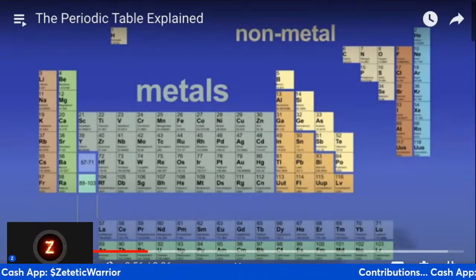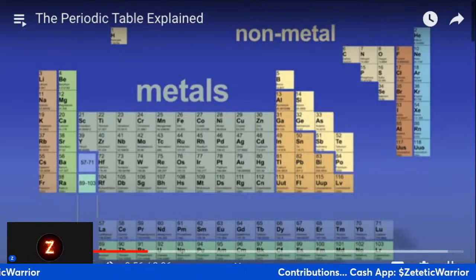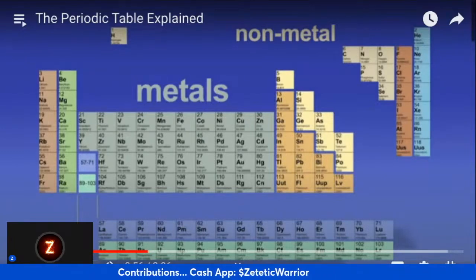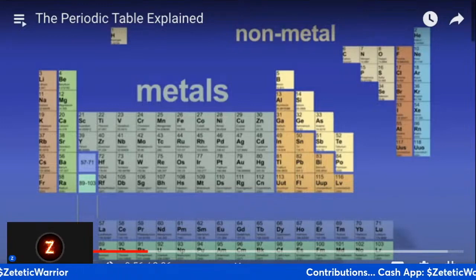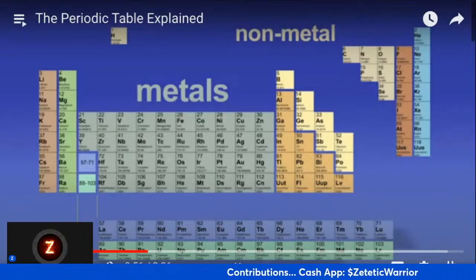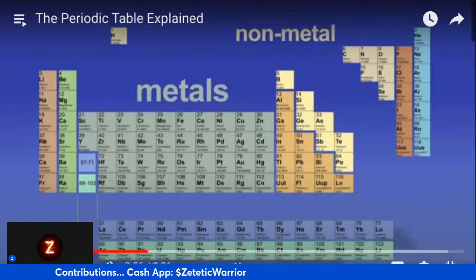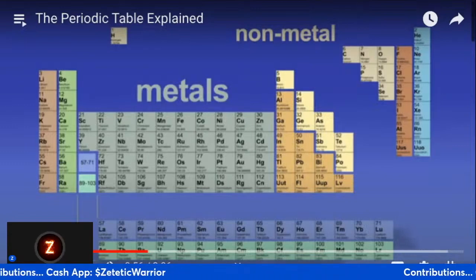When you might say, well, what makes a metal a metal? 3 things. A metal is typically shiny. A metal is typically malleable, which means you can shape it. And a metal conducts electricity. Now, certain metals are better conductors of electricity than others. That's most of the elements that you find.